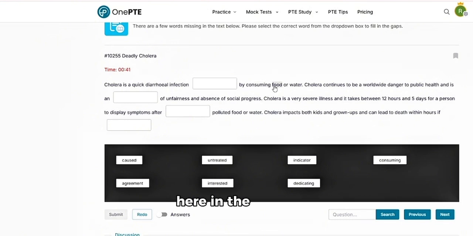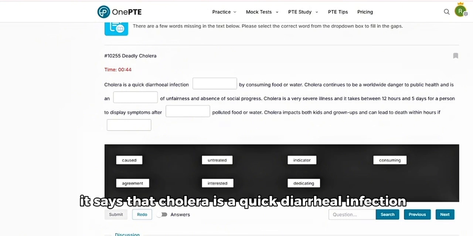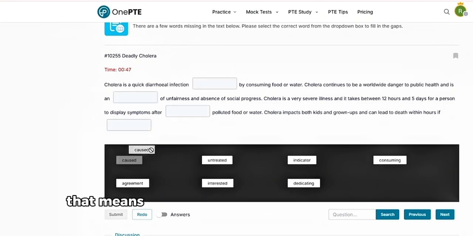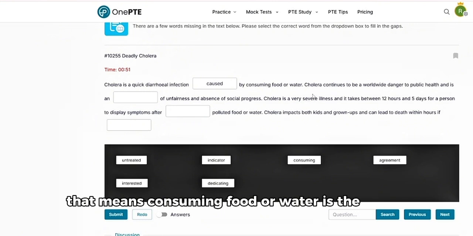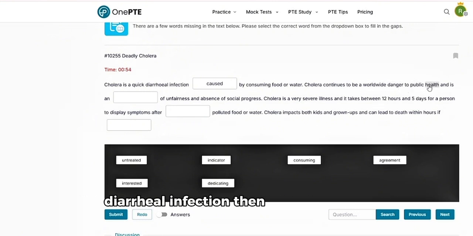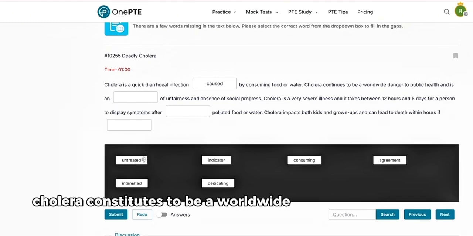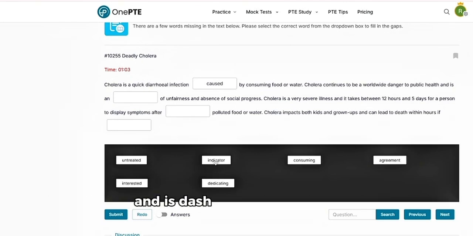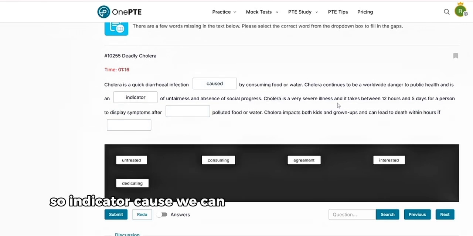Okay. Here in the first line, it says that cholera is a quick diarrheal infection dash by consuming food or water. That means consuming food or water is the cause of diarrheal infection. Then it's always caused. Then comes the second line, cholera continues to be a worldwide danger to public health and is an dash of unfairness and absence of social progress. So indicator, because it is making us understand about the unfairness and absence of social progress, which means indicator.